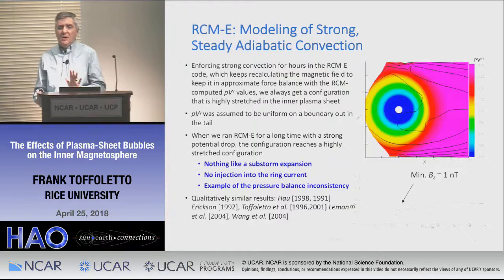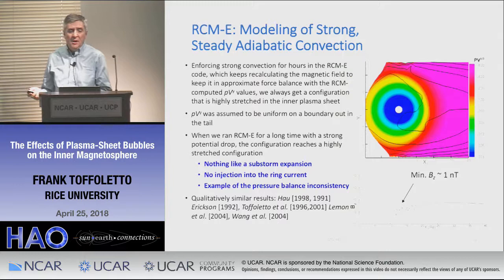If the pressure came in, the magnetic field would stretch, and basically it would push the plasma out. Same thing would happen with the electric field. We got nothing like a ring current injection. We got nothing like a storm in the model, no matter how hard we pushed it. He ran this thing for almost 12 hours with strong convection, and no ring current injection happened.